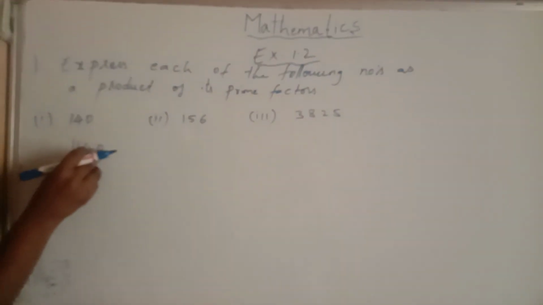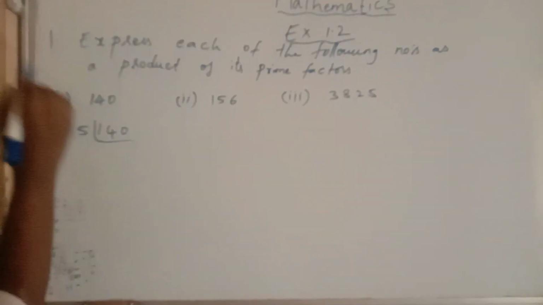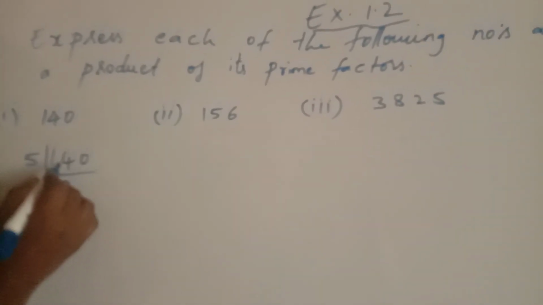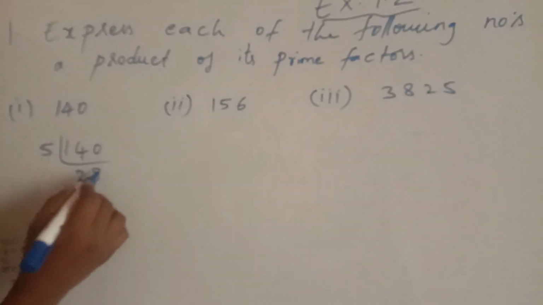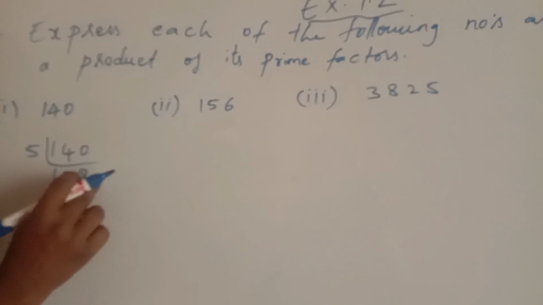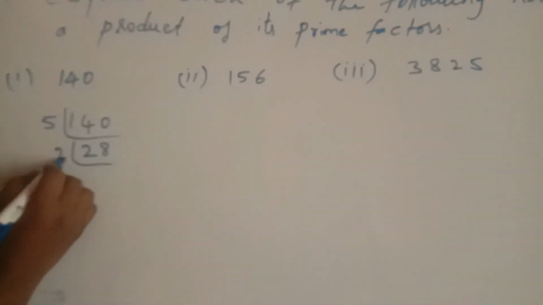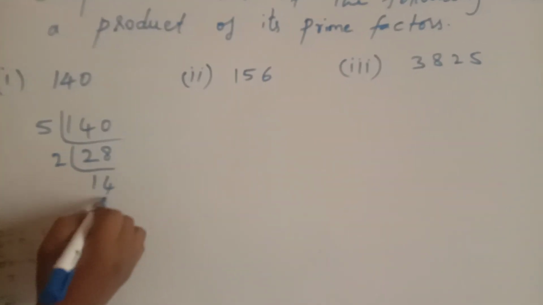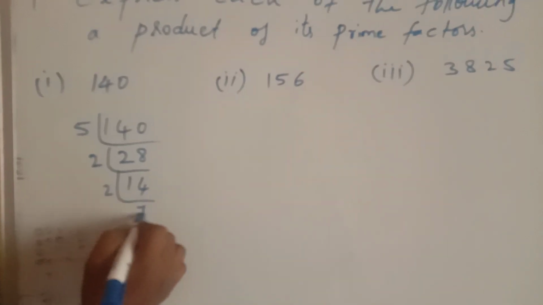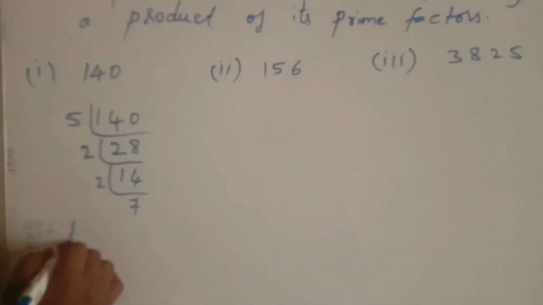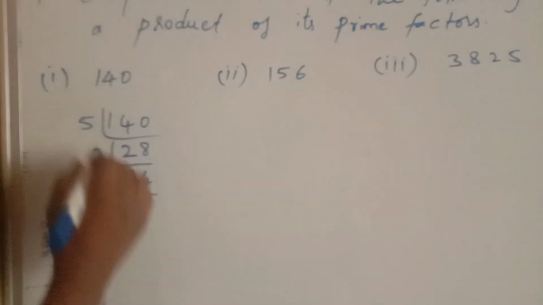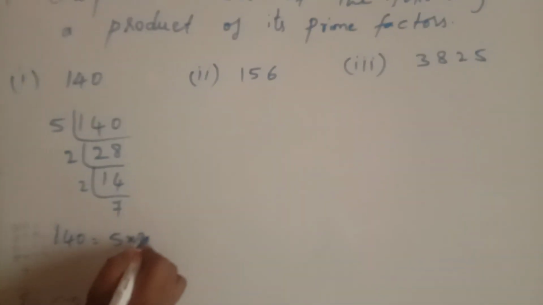So the last digit is 0, so we can divide by 5. 5 2s are 10, 4 remaining 0, 5 8s are 40. Again, the last digit is 8, so we can consider 2. 2 1s are 2, 2 4s are 8, 2 7s are 14. So 7 is a prime number, and this 140 can be represented as 5 into 2 square.